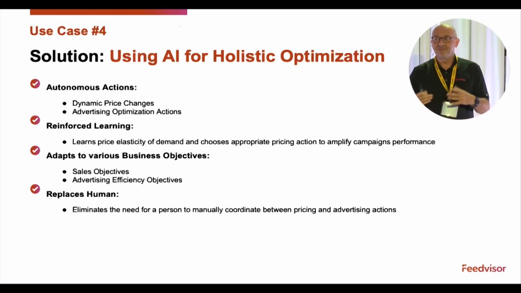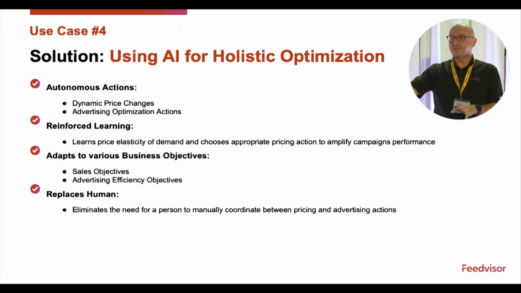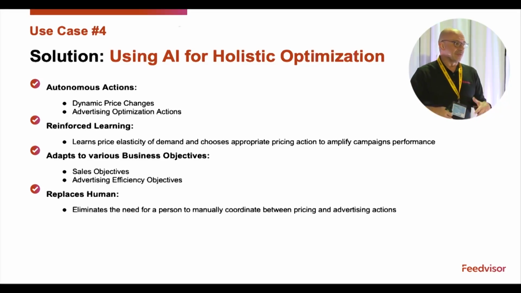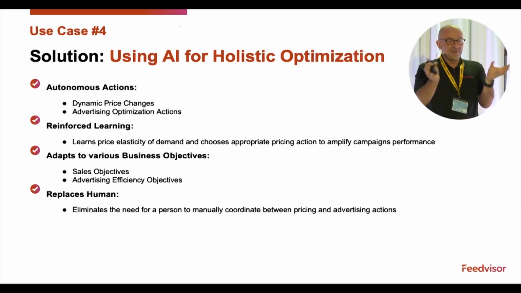So it can choose different objectives, and I'll in a second give an example of this so it doesn't stay abstract. It adapts to the various business objectives. So you can say, okay, I want to do my sales objective, I want to increase sales, or I want to go more for the efficiency. And I want higher conversion rates. I want better ACOS. And at the end, it helps you to save, again, humans' time of coordinating the two.